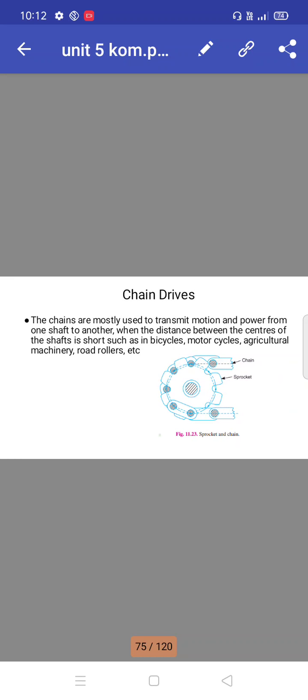Chain drives. Chains are mostly used to transmit motion and power from one shaft to another when the distance between the centers of the shafts is short, such as in bicycles, motorcycles, agricultural machinery, road loaders, etc.